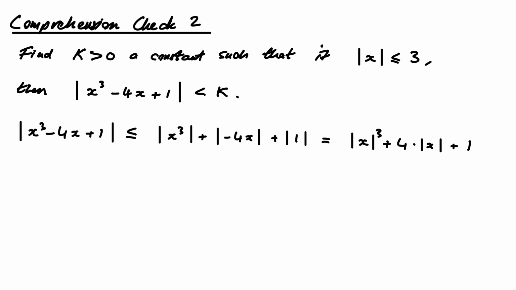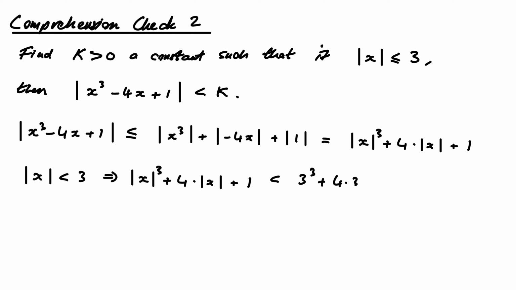So what do we know? If the absolute value of x was less than 3, this would guarantee that this expression has got to be less than, what is it, 3 to the power 3, that's the biggest that piece could be, plus 4 times 3 plus 1. So what's this equal to? 3 to the power 3 is 27. So 27, then plus 12, then plus 1. So what's that equal to? It's equal to 40, isn't it? I hope. Yes, equal to 40.